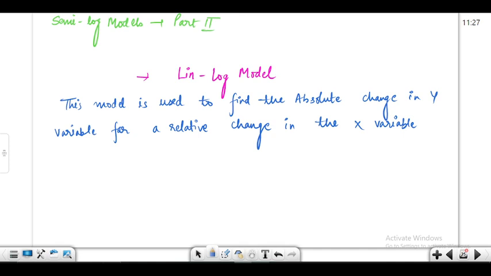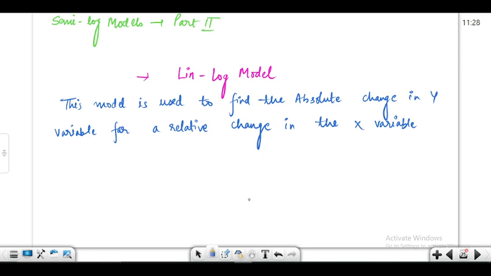In the previous video we had talked about your semi-log models and particularly about your log-lin model. Today we'll talk about the second type of semi-log model, that is your lin-log model. I explained the difference between log-lin and lin-log in the previous video.